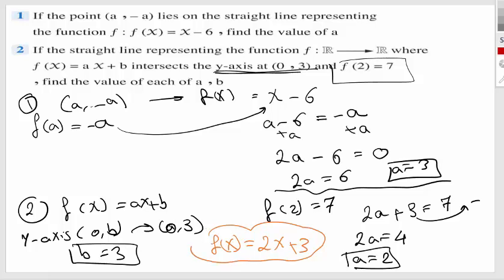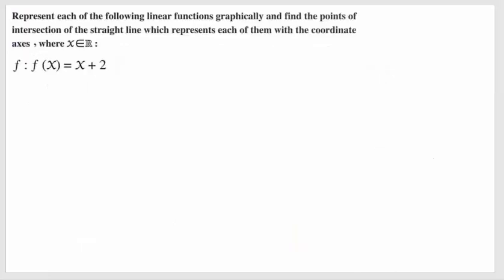Let's move to the next question. The next question is telling me to represent this function and determine, after representing, the points of intersection with the main coordinate axis. With the main coordinate axis, as we said before, this means that he is asking you to find the point of intersection with the x-axis and also with the y-axis.